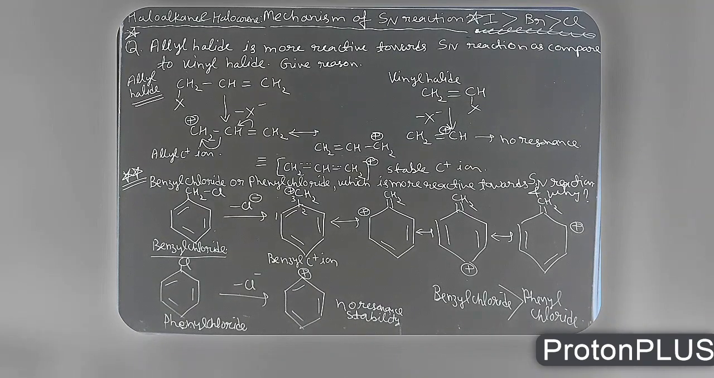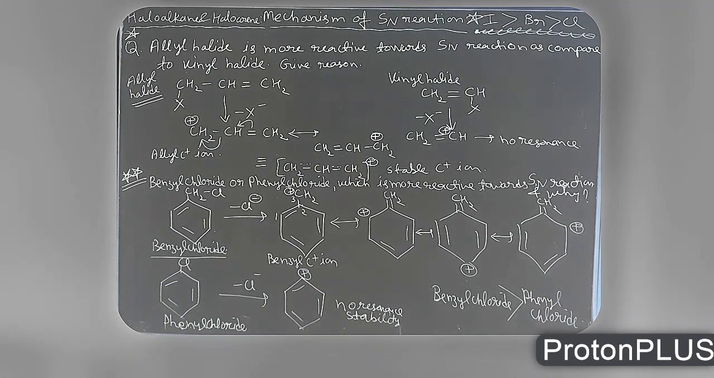Children, always remember that larger is the size of the departing group, more feasibility for the SN reaction. So for halogen, this will be the reactivity towards halide, that is I maximum, then Br and minimum towards Cl.